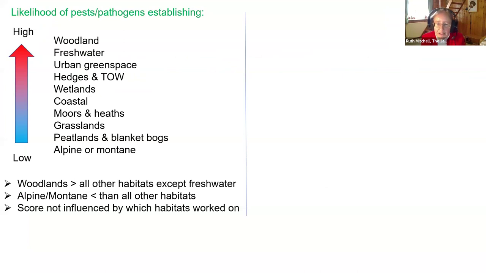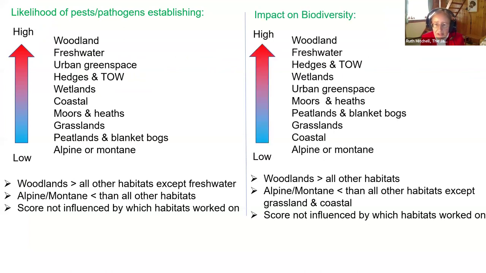When they thought about which habitats might be most impacted because of a change in biodiversity due to pests and pathogens, the ranking was actually very similar. So again, they ranked woodlands higher than all other habitats and alpine and montane habitats lower than all the other habitats. And again, the score wasn't influenced by which habitats people worked on.